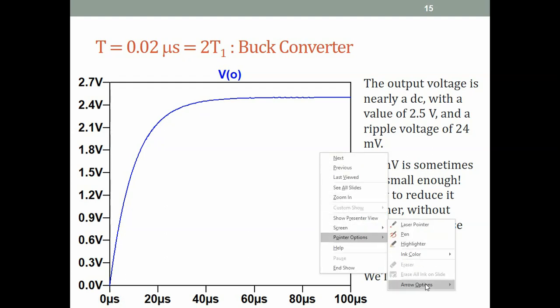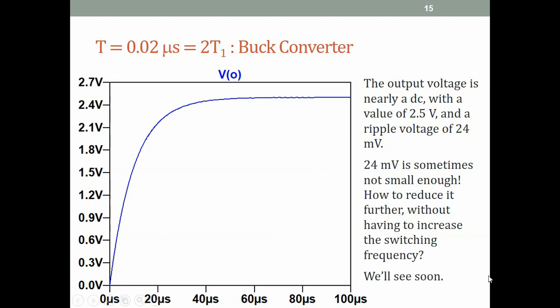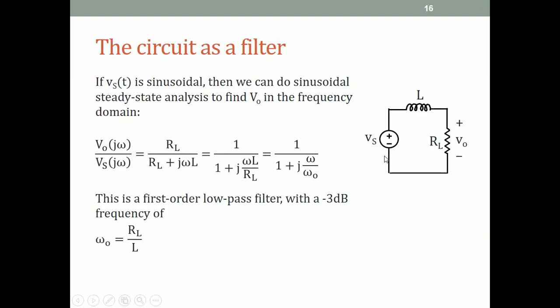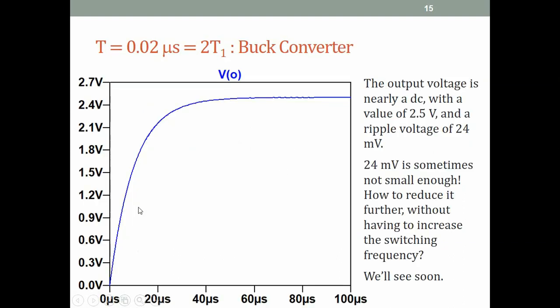It turns out that in real life applications, this ripple is not small enough. So we'll need to reduce it further, but without increasing the switching frequency. We'll see that in the next lecture. Let us look at a little more theory of this RL circuit from a different perspective. What we did just now was a transient analysis of the circuit.